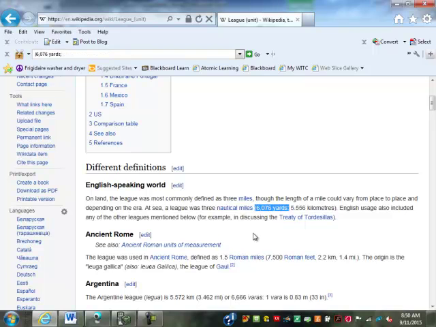6,000 yards. Oh, no, the league is 6,000 yards. A nautical mile is like 2,000 yards. 2028, I believe, or something like that. 2020. No, 2026 or something like that. Yeah. And of course, there's probably all sorts of other.